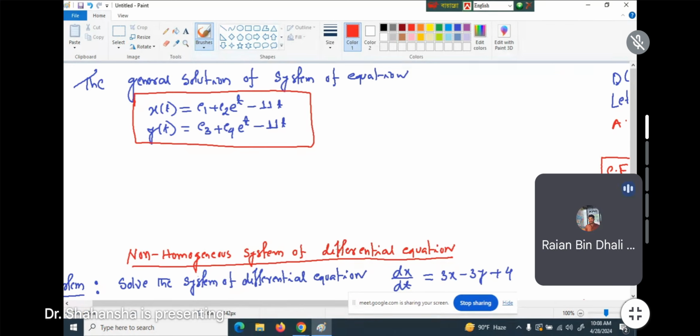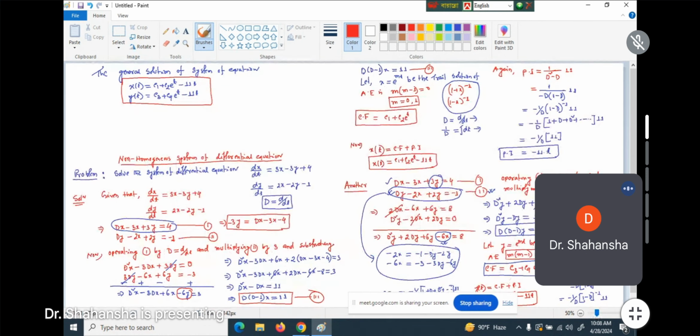Sir, can we not write C1 C2 for y instead of C3 C4? No, because c1 c2 are not always equal to c3 c4, it is not mandatory, they will be different values. You can use other digits instead of 3 4, but they must be different, because sometimes it may be the same solution but not always. Most of the time in engineering, a system of equations has different types of solutions, but the pattern will be the same. Are you clear?